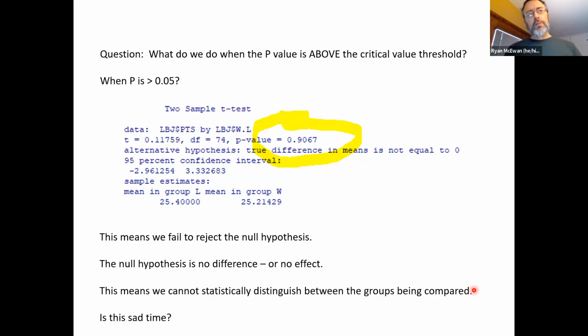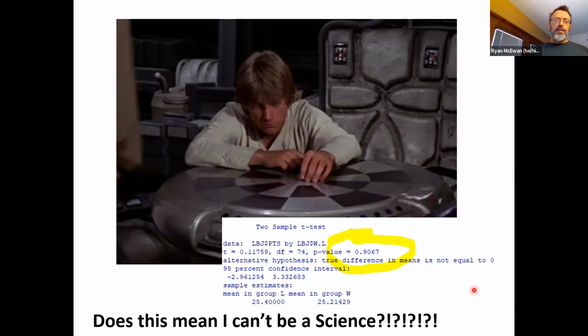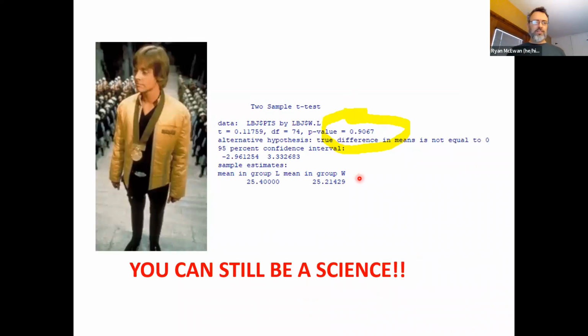Now, when you're doing a thesis kind of project and you're running your analysis and you get a p-value that's greater than 0.05, that means there's no effect. Sometimes that can feel bad because you're like, I just did this whole experiment and I scared these fish and I scared their parents too, but now the statistics show me nothing happened. Is that sad time? That's the question. Does this mean you can't be a scientist? Greater than 0.05? No, you can still be a scientist. Even with values greater than 0.05.